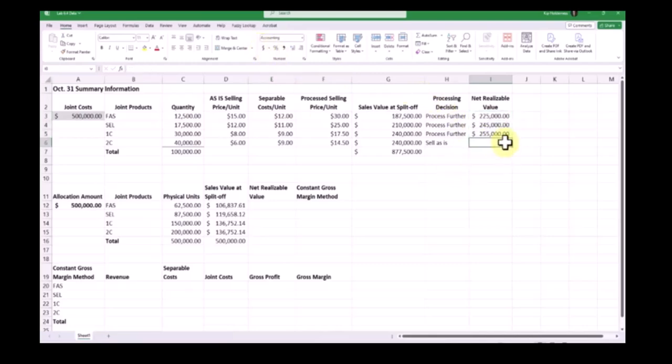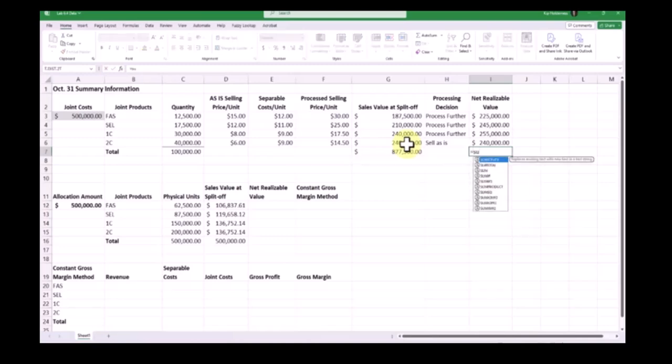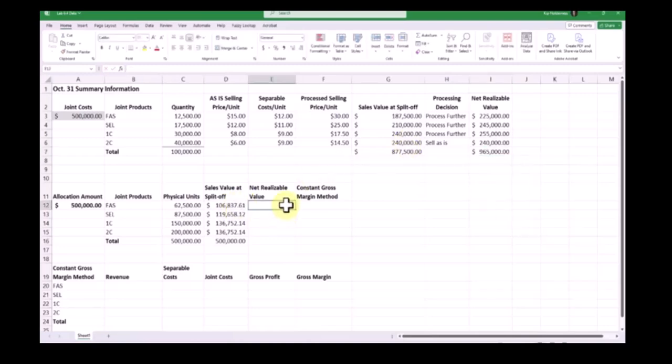There we go. For 2C, which we're not going to process further, we're going to set cell I6 equal to G6. And then we want to sum up this column. Now let's figure out our allocation amount. We're going to take the allocation amount divided by the net realizable value, and multiply that by the net realizable value of each product. Copy this down. Let's also copy D16 to E16 to make sure that all of our costs has been allocated. And it has. That looks good.